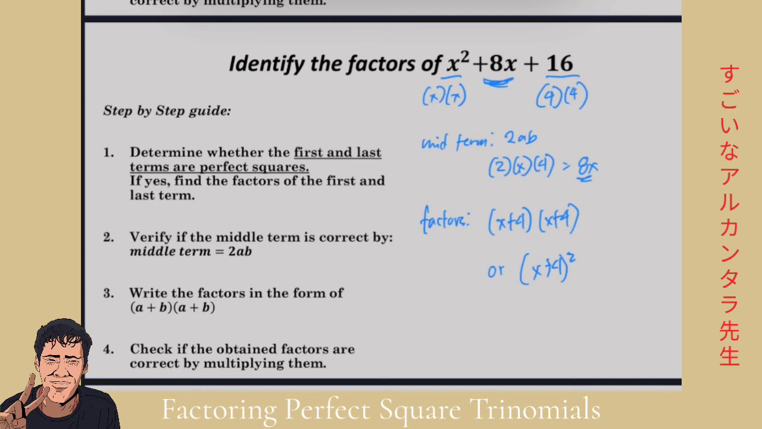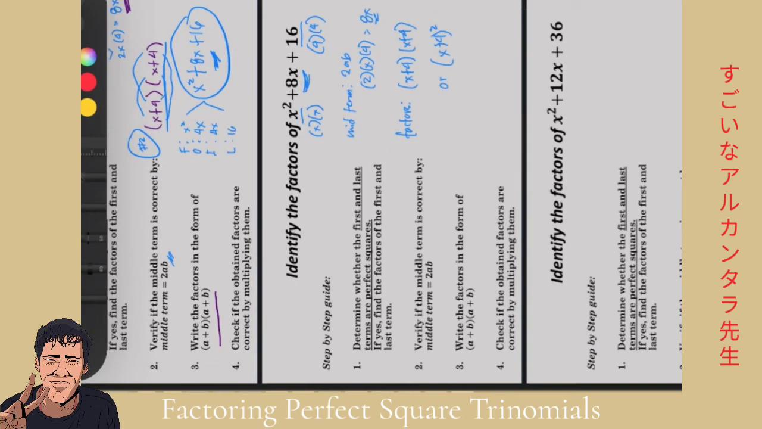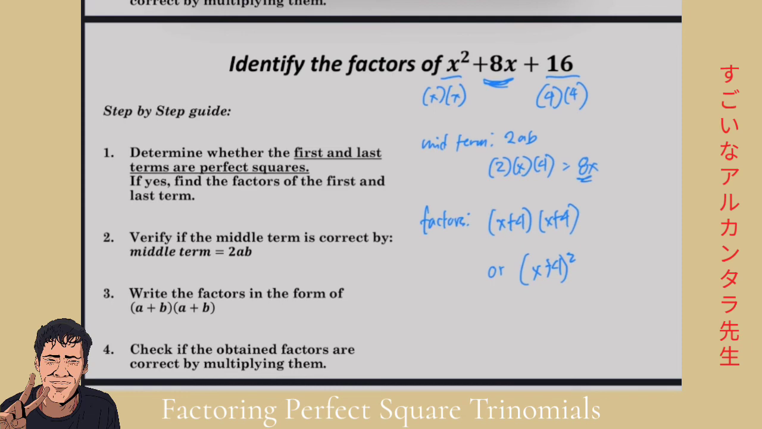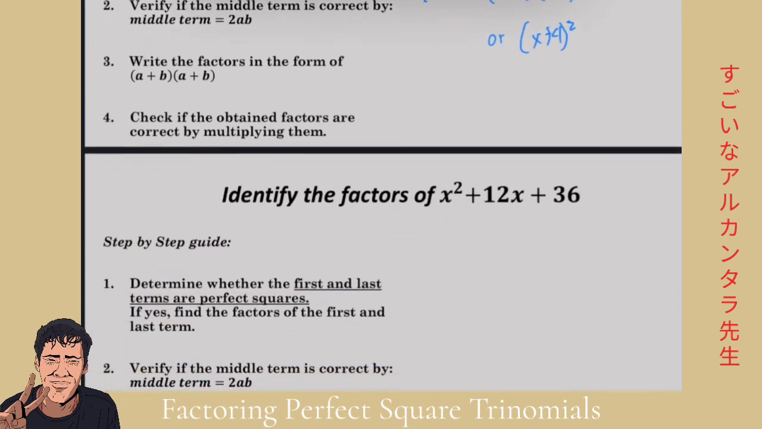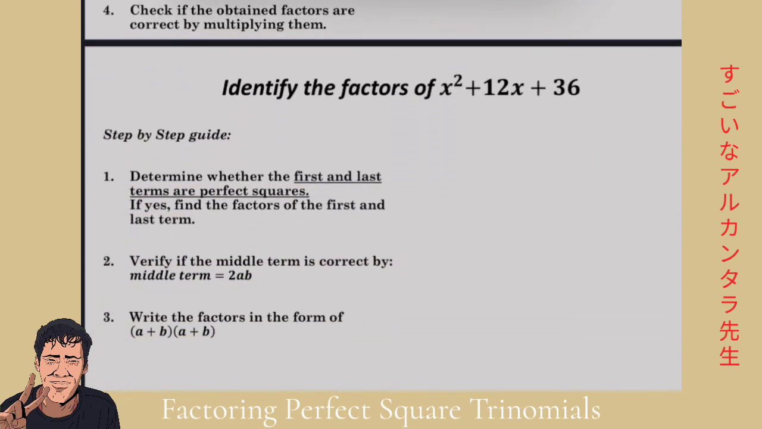What I'm showing you guys here is that there are two possible ways of writing your answers or your factored form. It can be two linear binomials, or it can be in a square form, like a perfect square form. So that's it. Let's proceed to another example. This time around, we have x squared plus 12x plus 36. Same case, x squared, that's x times x. 36, that's 6 times 6.